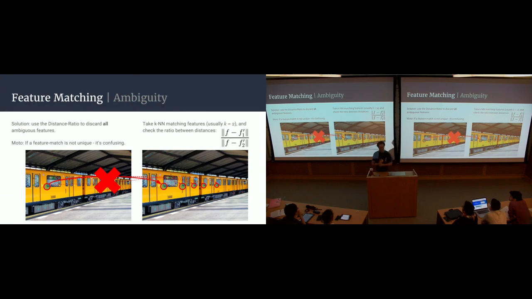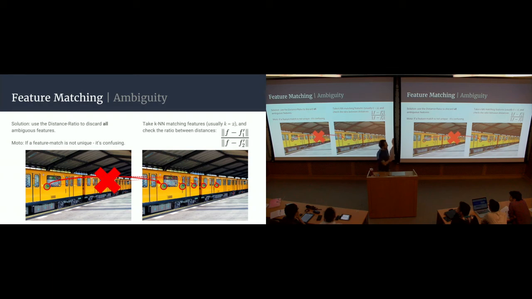Right? What does that mean? If we have one feature and two features in the other image that are both very similar to it, that means we don't know which one to pick. They're close, so the ratio between their distances is very high, close to 1. If the distance to the first and the distance to the second are almost the same, then we are confused. We don't know which one is actually the best one.